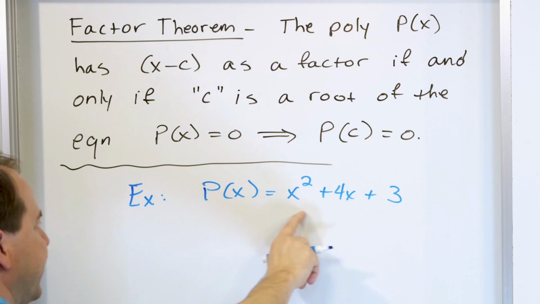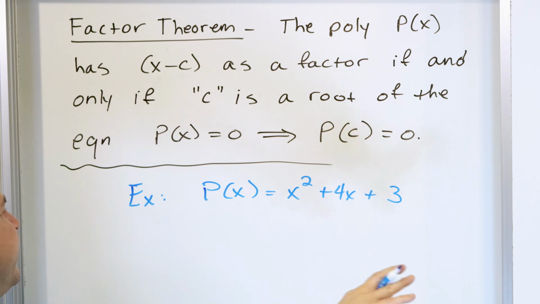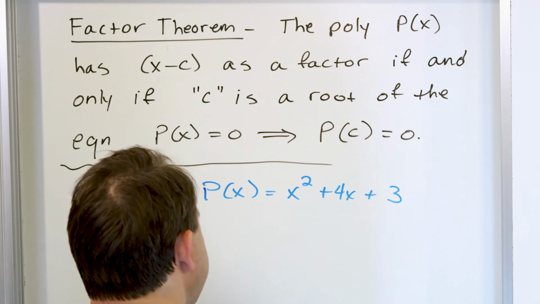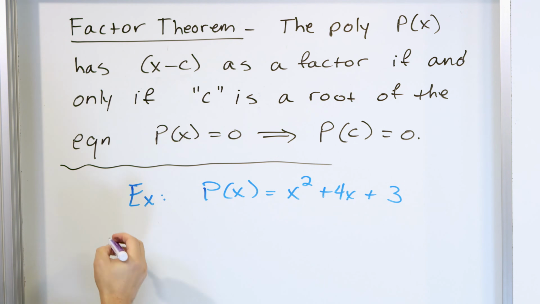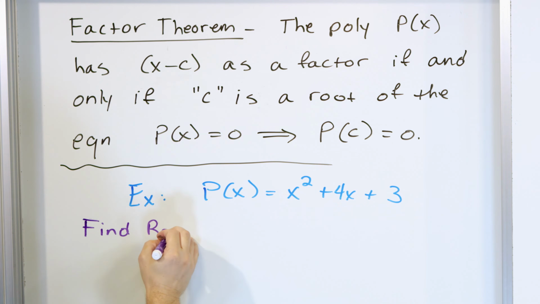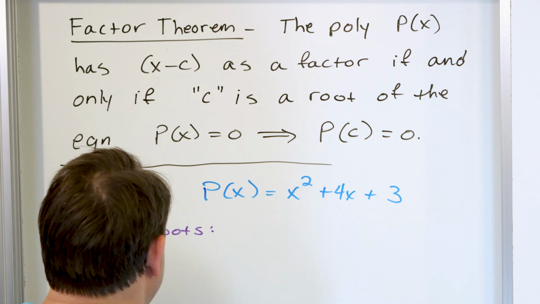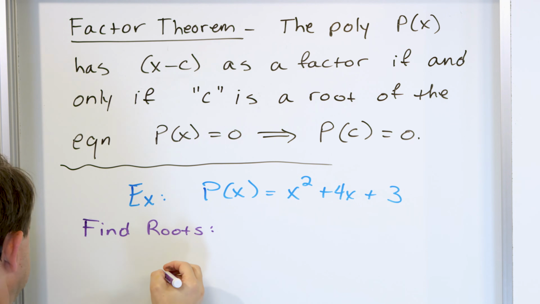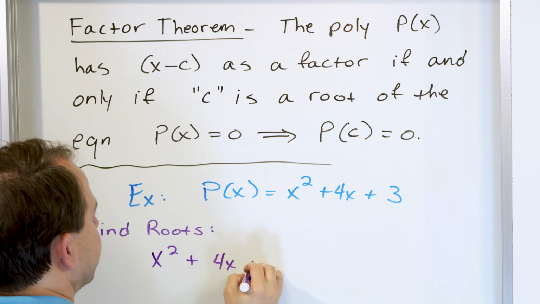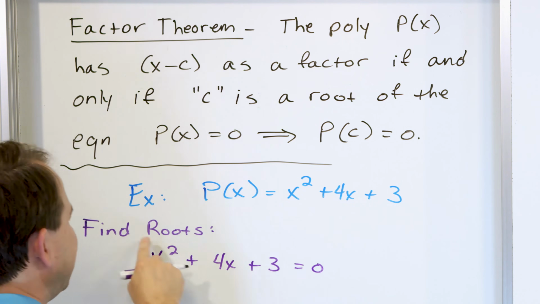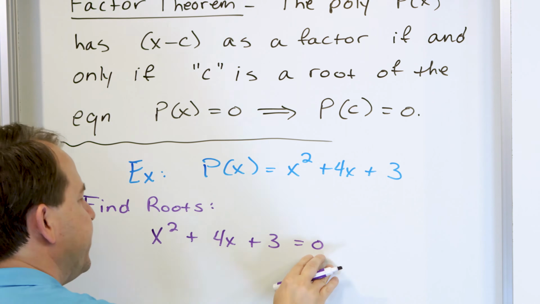So we know we can try to factor this and set it equal to 0 and find the roots, right? And so if we're going to find the roots, that's exactly what we're going to do. Let's find these roots, the roots. How do we typically do it? Well, you can use the quadratic formula if you want, but we always try to factor this thing if we can. So we're going to say x squared plus 4x plus 3 equals 0. That's what it means to find the roots. You set the polynomial equal to 0.